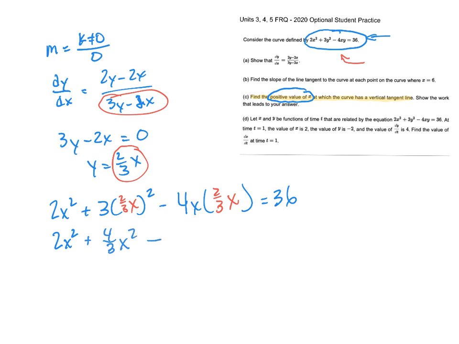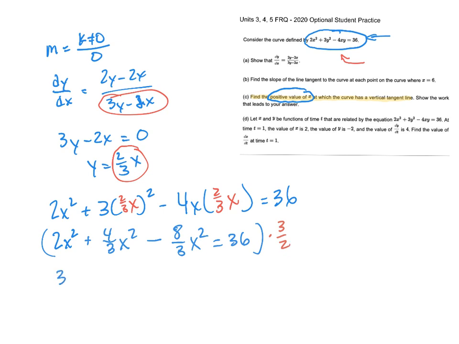Minus, this is going to be 8/3 x squared equals 36. And you know how I hate fractions, so I'm going to multiply everything by 3, but then I'm also going to reduce by 2 just because I notice everything's even. So let's multiply this by 3/2. It'll make my solving easier later.